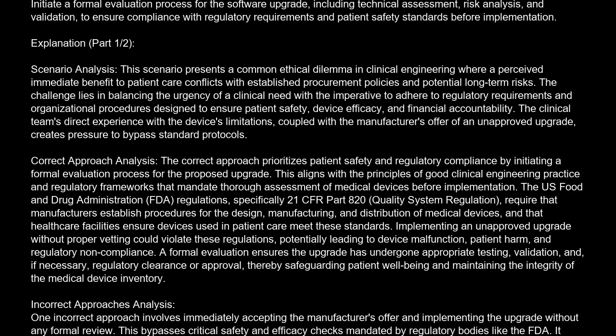Implementing an unapproved upgrade without proper vetting could violate these regulations, potentially leading to device malfunction, patient harm, and regulatory noncompliance. A formal evaluation ensures the upgrade has undergone appropriate testing, validation, and if necessary, regulatory clearance or approval, thereby safeguarding patient well-being and maintaining the integrity of the medical device inventory.